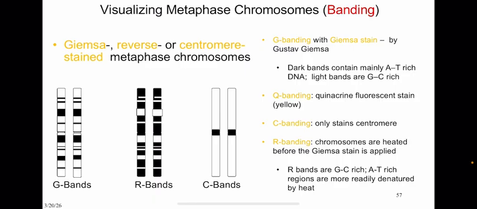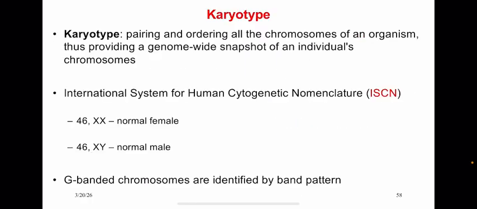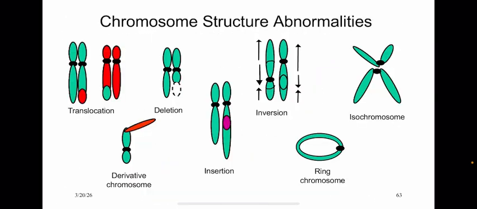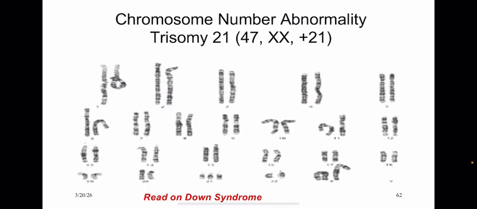Okay, so I think the aim will be denaturing the heterochromatic regions, which are AT rich, before we apply the Giemsa stain. So let's look at karyotyping. Karyotyping, I'm sure you have heard of it. We just use this to capture a genome-wide snapshot of a particular individual's chromosomes.